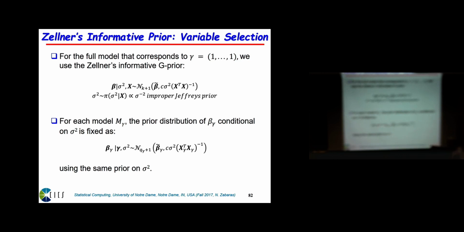Right? The formula is the same. And you notice here, we're conditioning on gamma. So if we knew gamma, all right? We don't know gamma. If we knew gamma, so if we have a given model, this is what the situation will be.